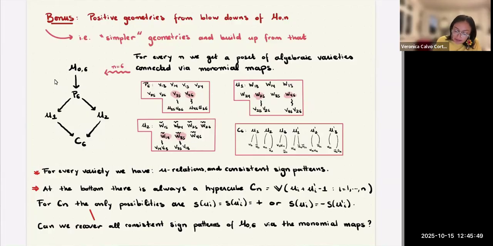Okay. And then we're going to have this C6 at the end, which is really just going to be a hypercube. This one is going to be defined by three equations, the vanishing of three equations. So I'm going to have 6 variables, and they're going to satisfy these three equations.